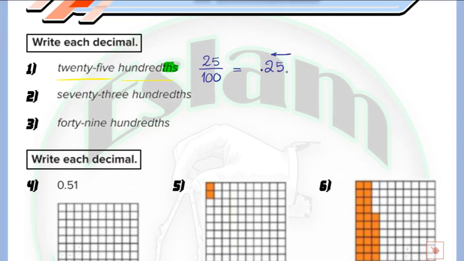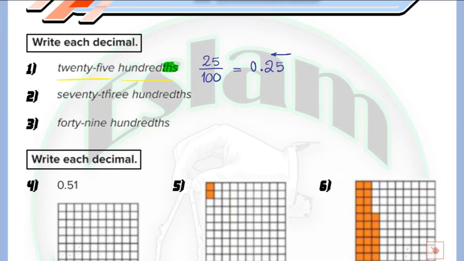If you remember when we talked about the tenth, because we have only one zero, I will start counting from the right one digit, then put the decimal point. Now we are talking about hundredths. 100 means we have two zeros. Because we have two zeros, I will start counting two digits from the right, then put the decimal point. So it will be equal to 0.25 as a decimal form. And we can write it as a word form, twenty-five hundredths.